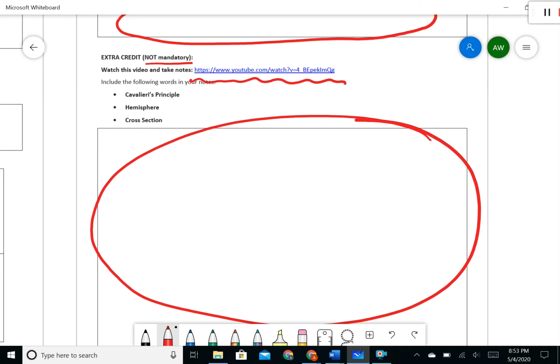In this box, you can take notes, whether that's on paper or you can type them. Just take some notes while you're watching the video that include these words: Cavalieri's principle, hemisphere, which remember is a half sphere, and cross-section. And if you include those 3 words in your notes, you'll get a couple extra credit points when you turn this in.